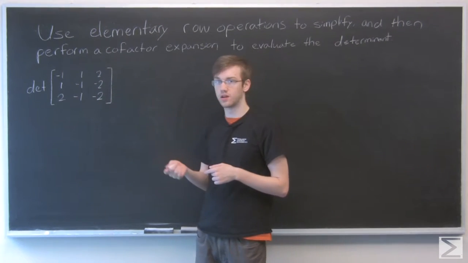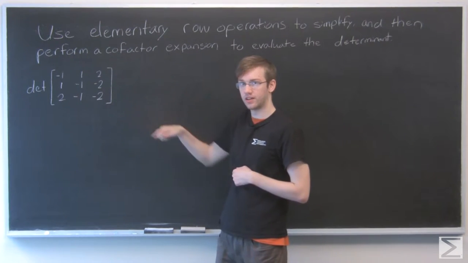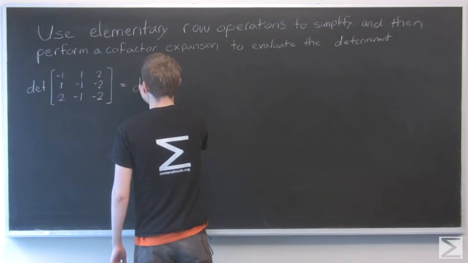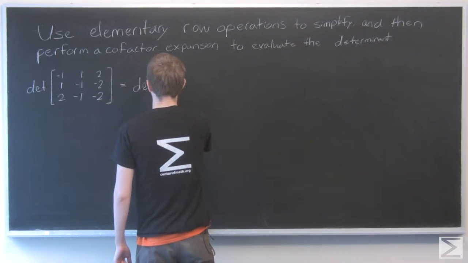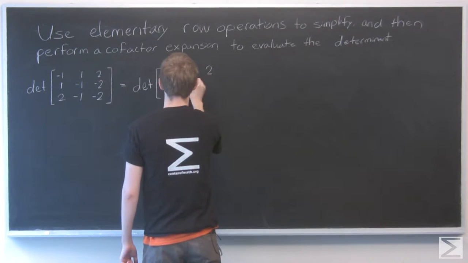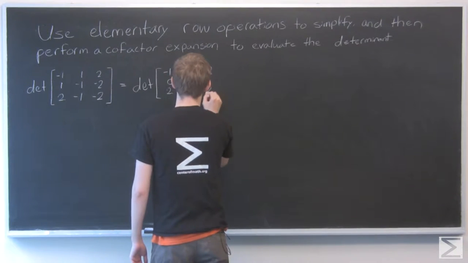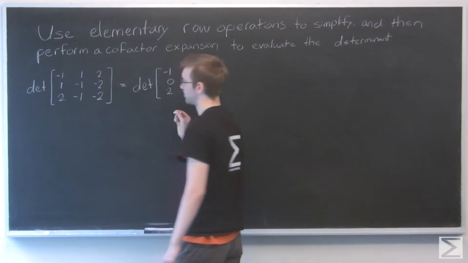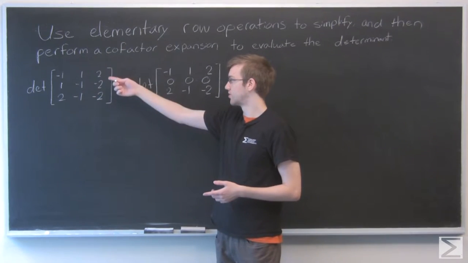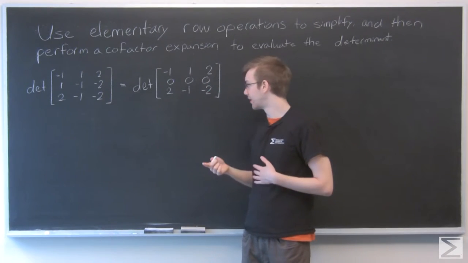same as each other, just multiplied by negative 1. So I'm going to add row 1 to row 2. And that should get rid of row 2 for me. And it's important to note, when you add rows to each other, that does not change the determinant. So I just added row 1 and 2 together, and I got zeros in the second row, and that doesn't change the determinant at all.